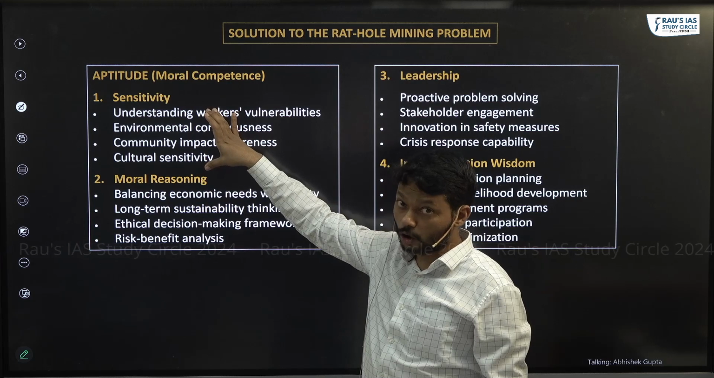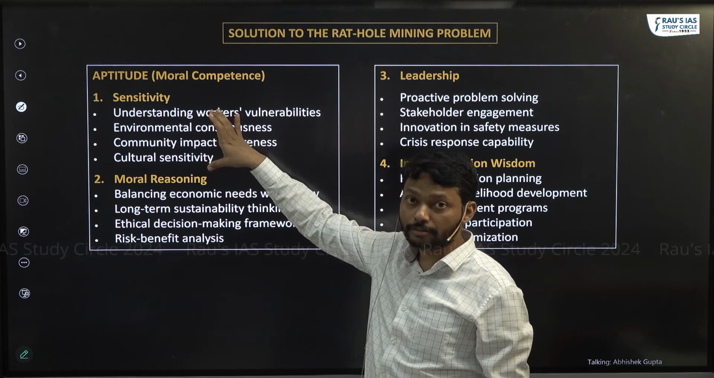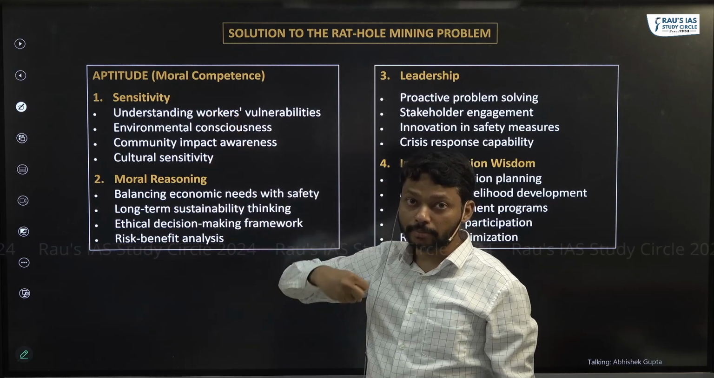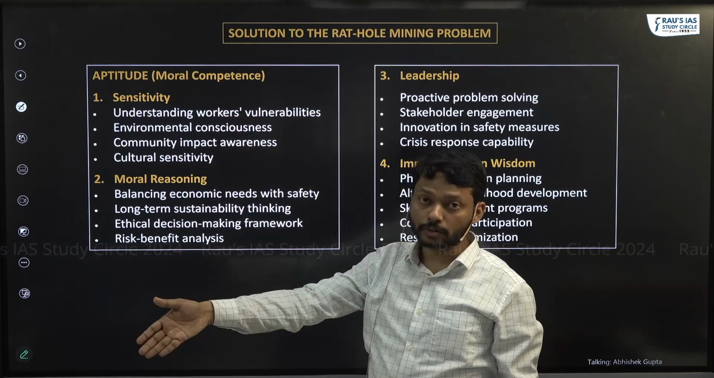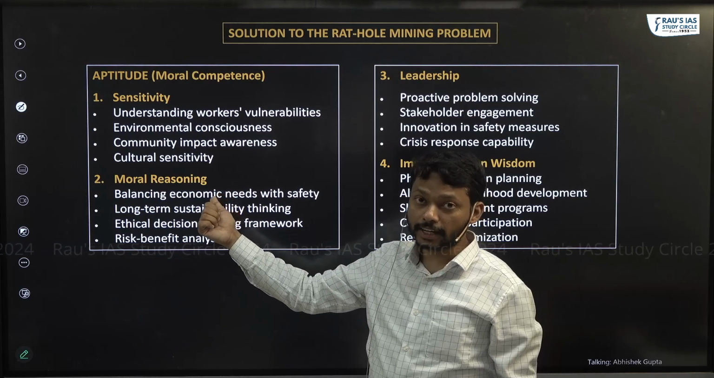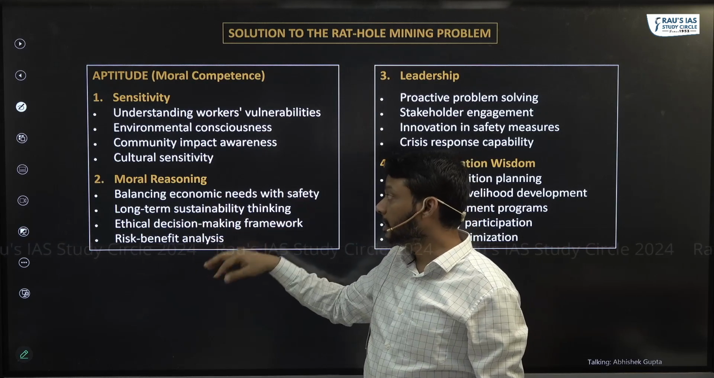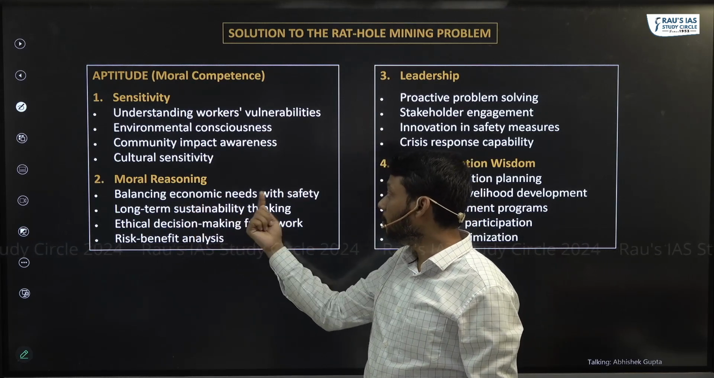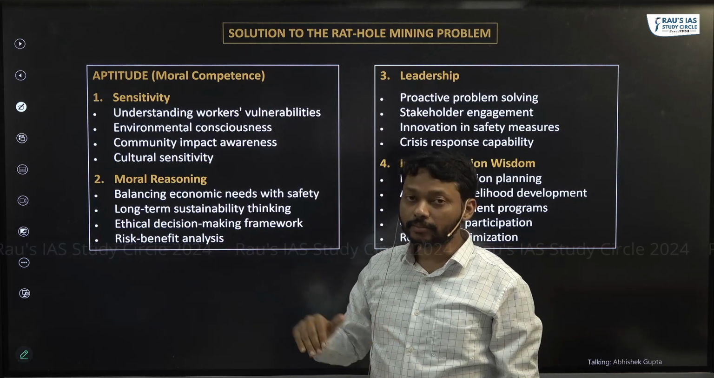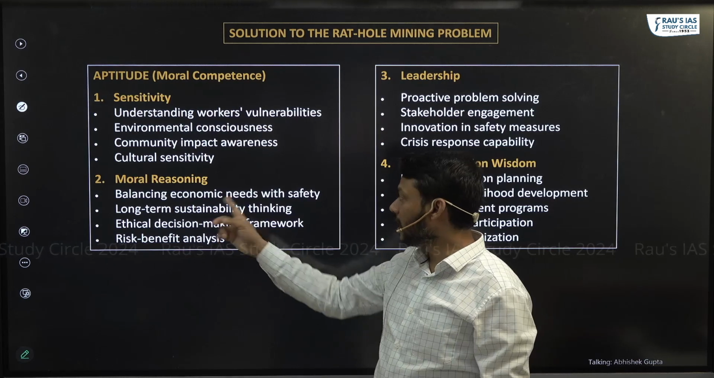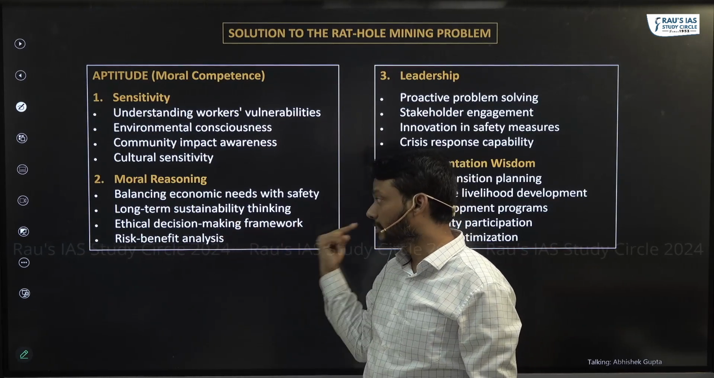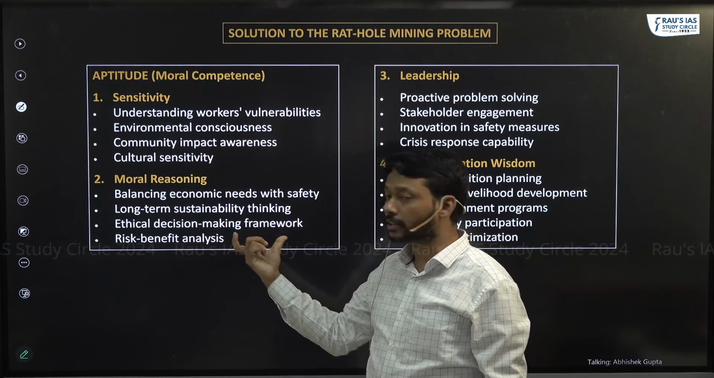This is not ethics or integrity. This is aptitude. This is our internal faculty that will help us to improve the standards and imbibe it and be committed to it and give effect to it. Meaning, have ethics and integrity. If we have sensitivity or if we have any kind of aptitude, whether sensitivity or reasoning, balancing economic need with safety, that is reasoning. That reasoning will lead to this balance, but reasoning has to be on both the fronts so that you really move towards sustainability thinking, ethical decision-making framework.